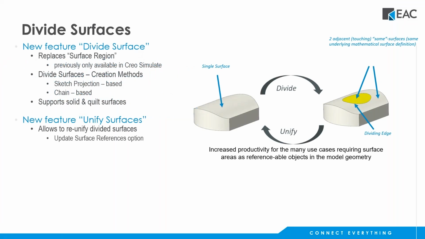All right, moving on to some more core modeling enhancements. One of the biggest things was this new feature called Divide Surface. So this new feature allows you to take a surface and divide it through a sketch projection or a chain. And this replaces the surface region that was previously only available in Creo Simulate. We can now do this in any Creo modeling application.